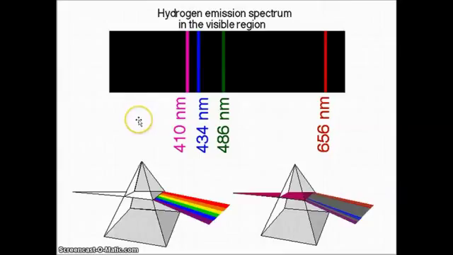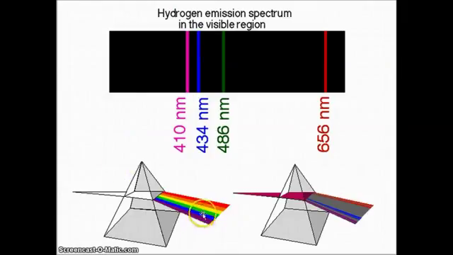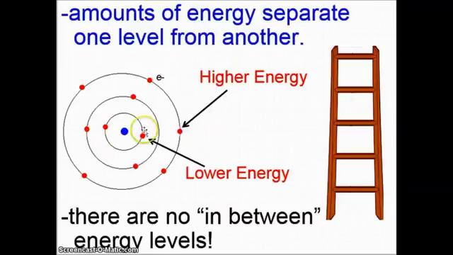Okay, so the goal of this video was to explain this emission spectrum by using Bohr's model, and hopefully I did that for you. And what we should see then also is that there are amounts of energy that separate one level from another, and there can't be any in-between energy levels. Because if there were energy levels that were in between, we would have the full spectrum of light, and that's not something that we see. We see very distinct bands of light, and those bands of light correspond to each energy level. And if there were in-between levels here, then the atom would release any type of light and all light, and that's not what we see.